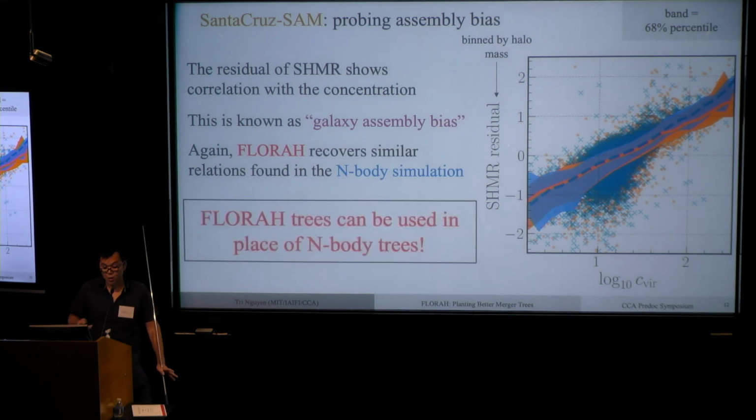This means that Flora trees can be used in place of n-body simulation trees, which is extremely important because it will speed up the analysis of a semi-analytical model extremely fast.